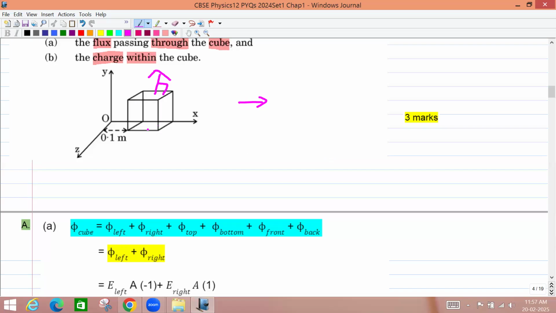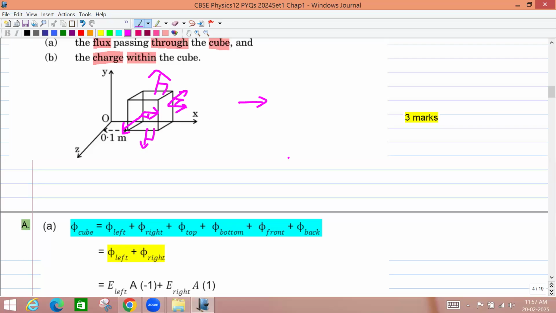Similarly, for the bottom face, the electric field is towards right, but the area vector is downwards. Again, the angle between E and the area vector is 90. For the front face, the area vector is outwards like this, and the electric field is in the x direction. Again, the angle is 90 degrees. Similarly, for the back face, the area vector is outward, and the electric field is towards right, and the angle between E and dS is again 90.